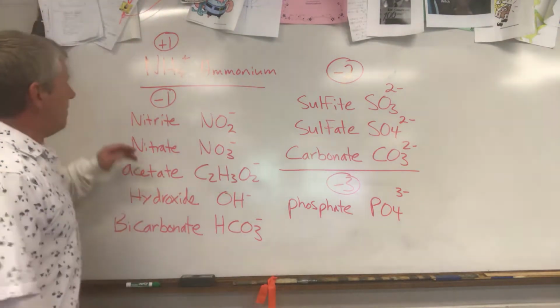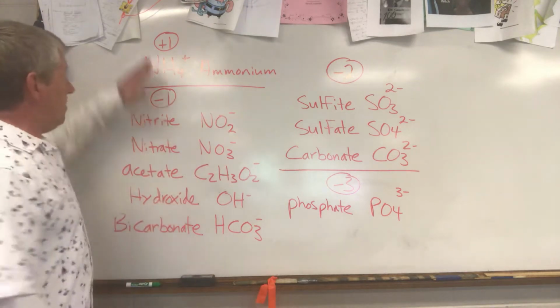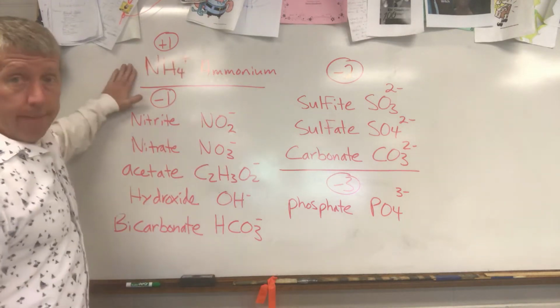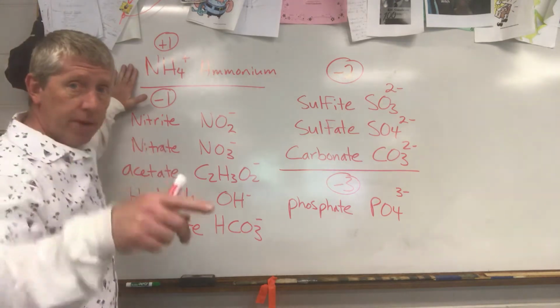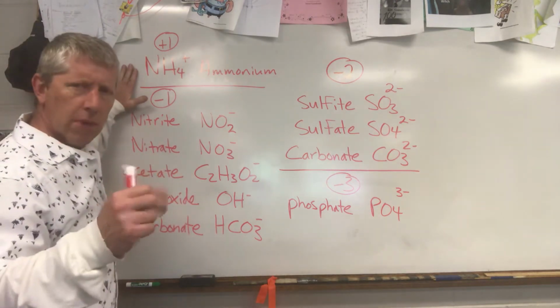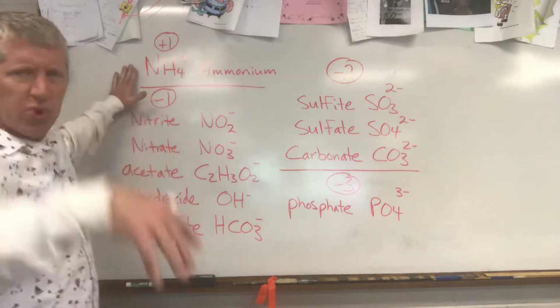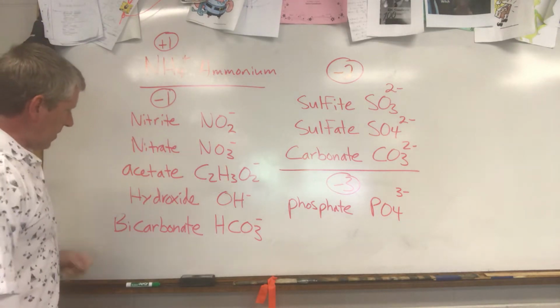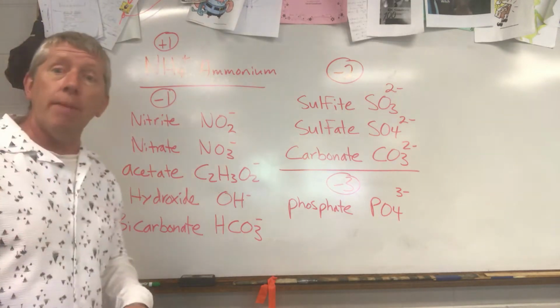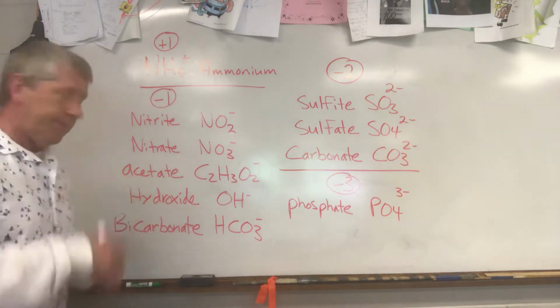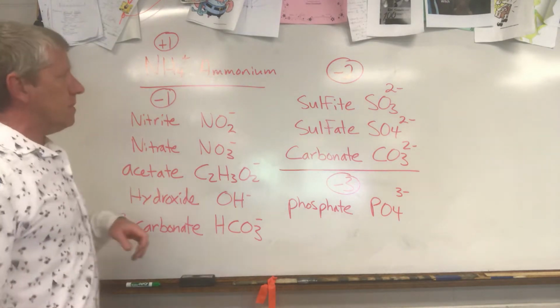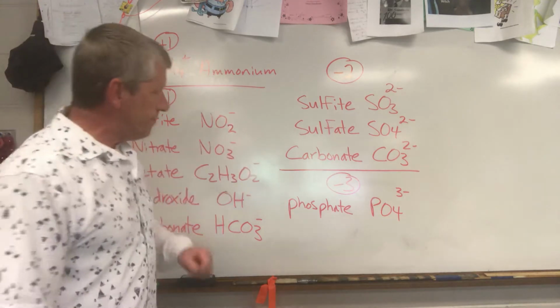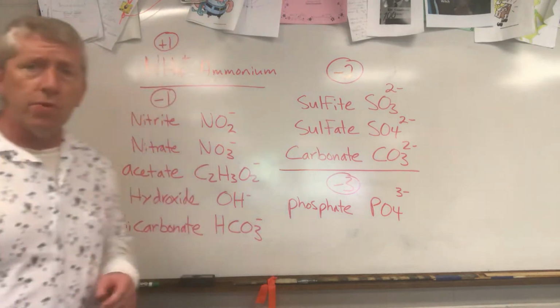There are 10 of them on here. There's one positive. It's called ammonium. What we get when we get sick, we catch ammonium. No, it's ammonia. Okay, close. Then there's nitrite, nitrate, acetate, hydroxide, bicarbonate, like sodium bicarbonate, common name baking soda, sulfite, sulfate, carbonate, and phosphate. Those are the common ones.